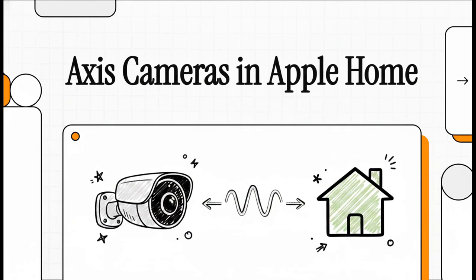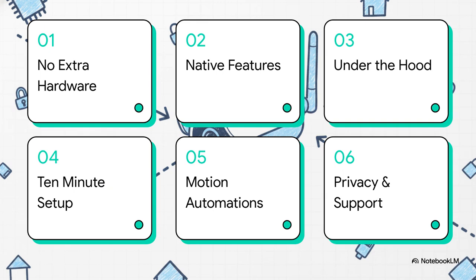Welcome to this explainer. Today we are jumping right into something that's been highly requested and frankly is just a brilliant integration. We're talking about getting enterprise-grade Axis IP cameras natively into the Apple Home ecosystem. And we're going to do it using the Axis HomeKit Camera Micro app, running right via the CamScripter app. So if you've ever wanted to seamlessly blend professional security hardware with that intuitive Apple Home experience, you are in exactly the right place. Here's a quick look at our roadmap.